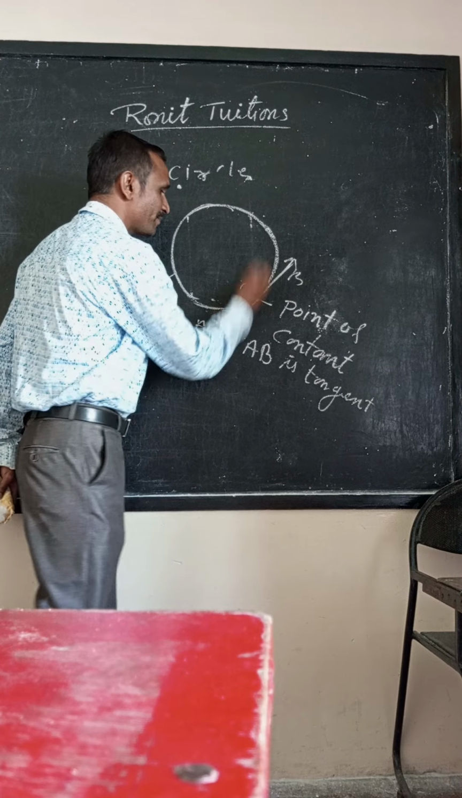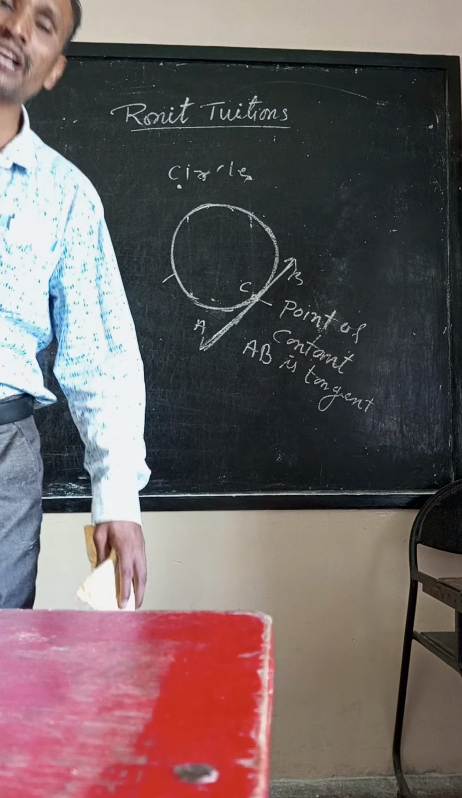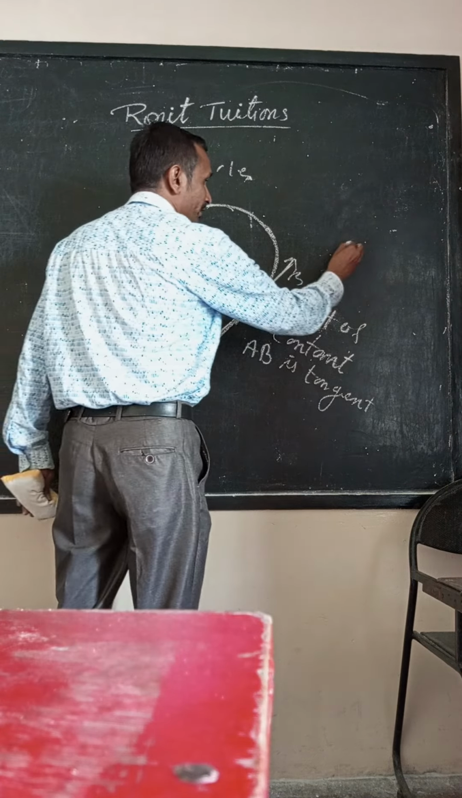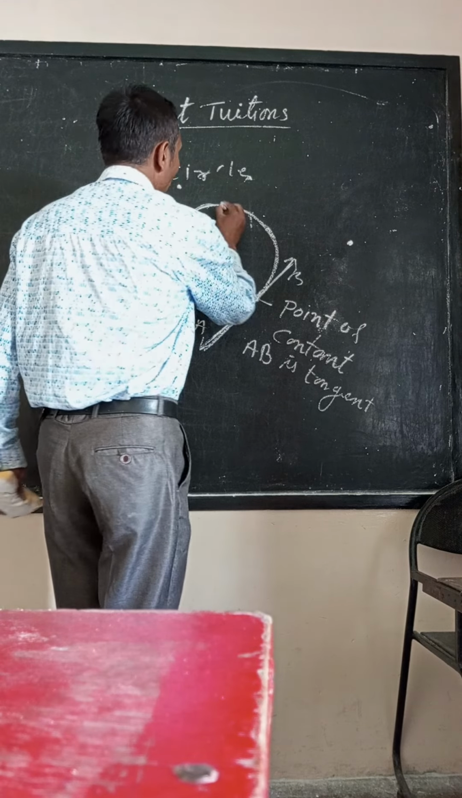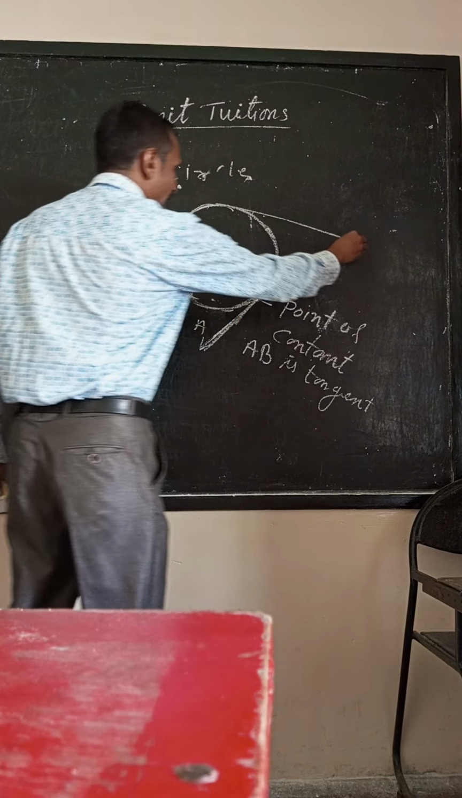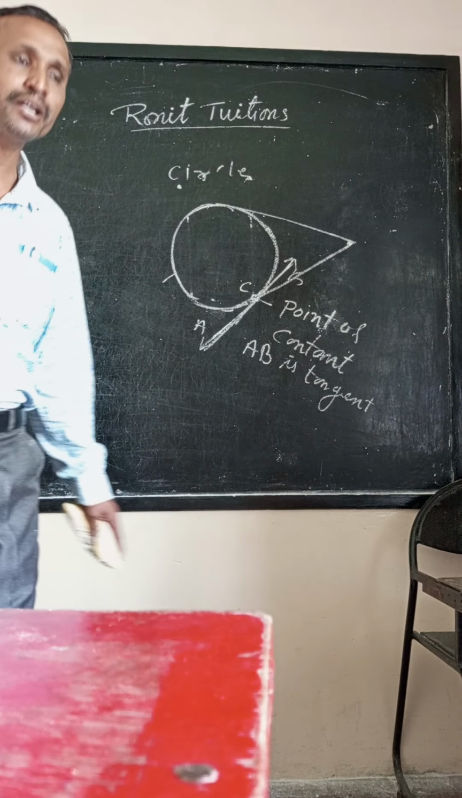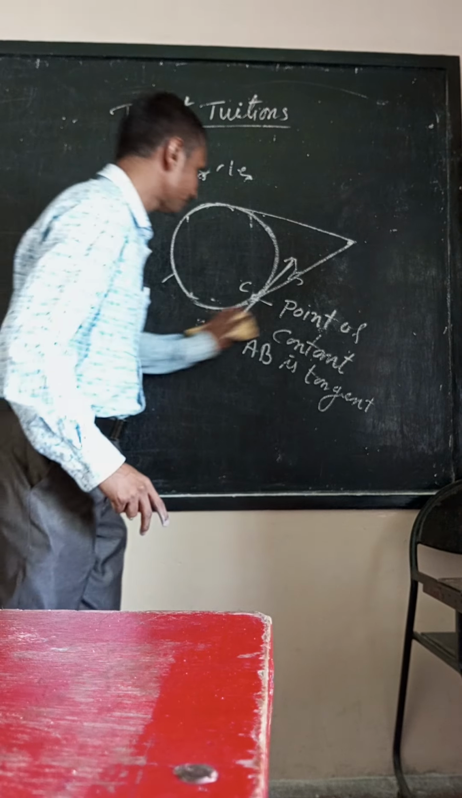So let it be the point C. So this is the tangent. On a circle, infinite tangents can be drawn. But from an external point, only two tangents can be drawn, one from here and one here, but not others. So from an external point we can draw only two tangents to a circle.